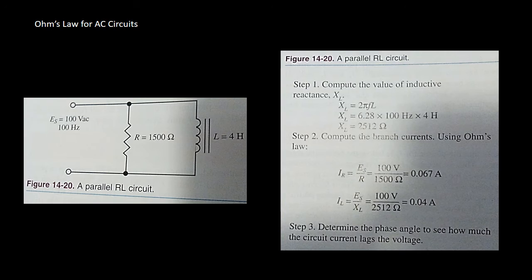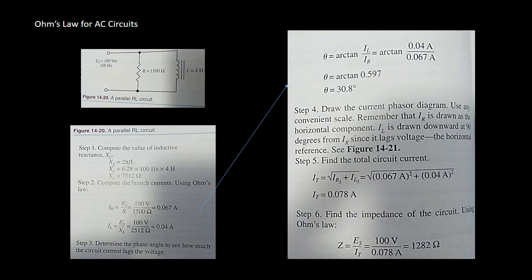Step 3, determine the phase angle to see how much the circuit current lags the voltage. It is computed using the following. Theta equals arctan of IL divided by IR, which equals arctan of 0.04 amps divided by 0.067 amps. Arctan theta is then equal to arctan 0.597, which gives theta equals 30.8 degrees.